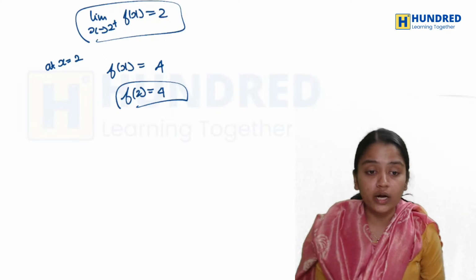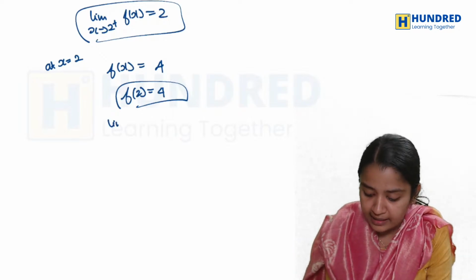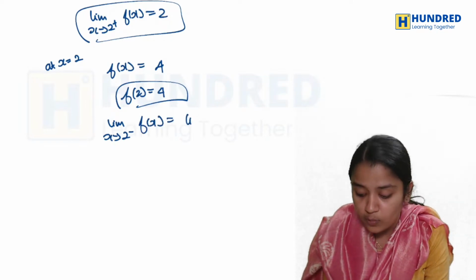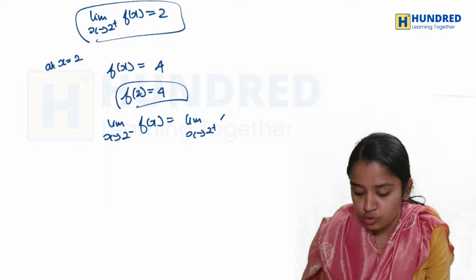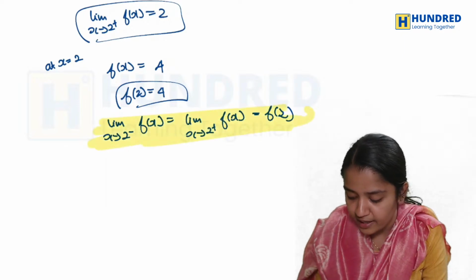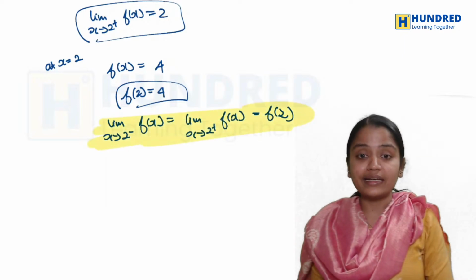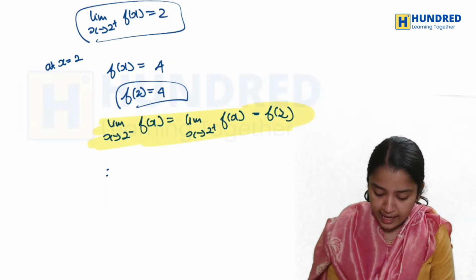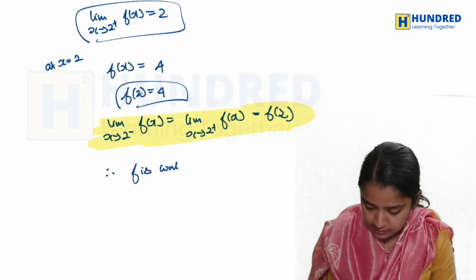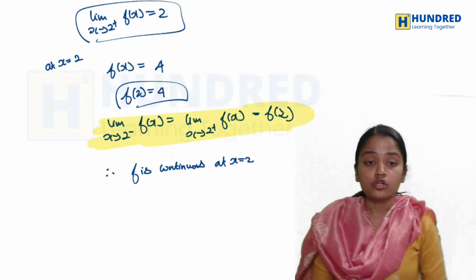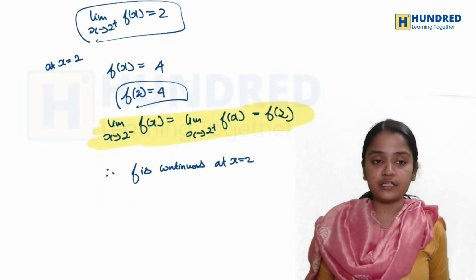So from this what can I do? I can say my limit x tends to 2 minus f of x is equal to limit x tends to 2 plus f of x, that is equal to f of 2. So from this tabular column what can you say? From this you can definitely say it is continuous. So therefore f is continuous at x equal to 2.